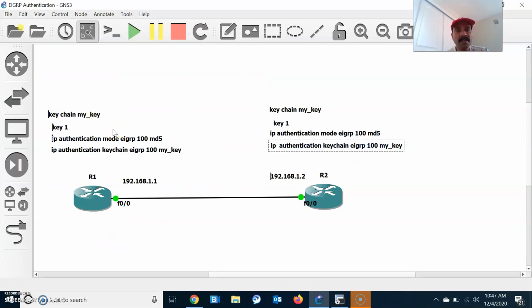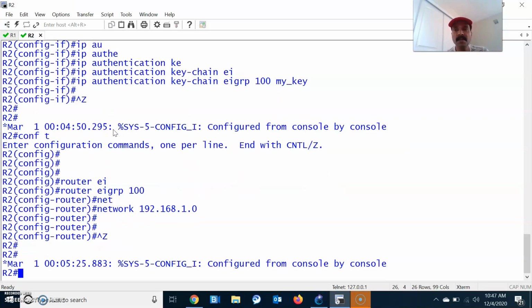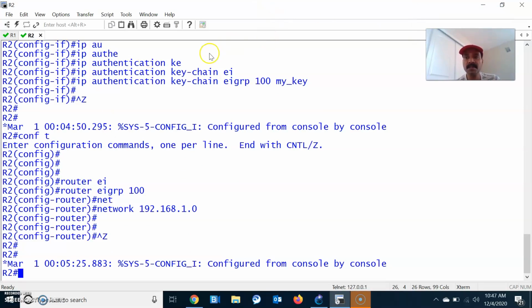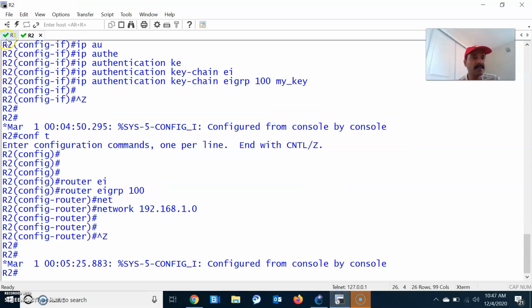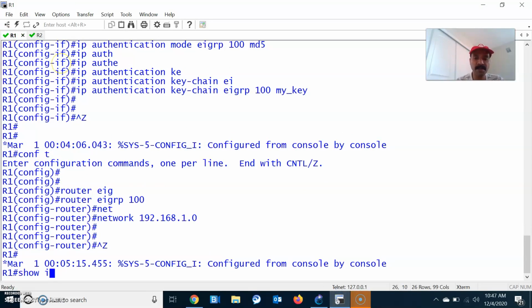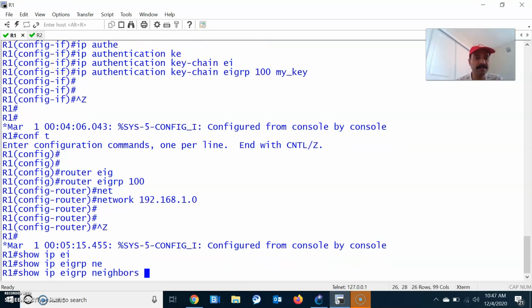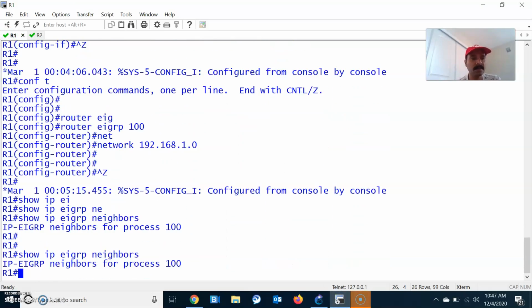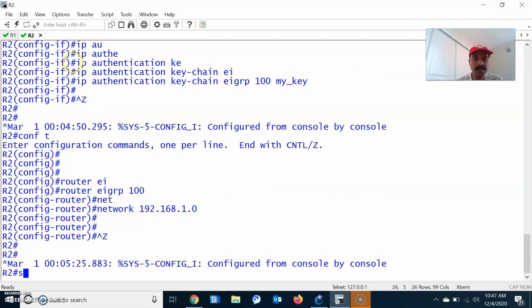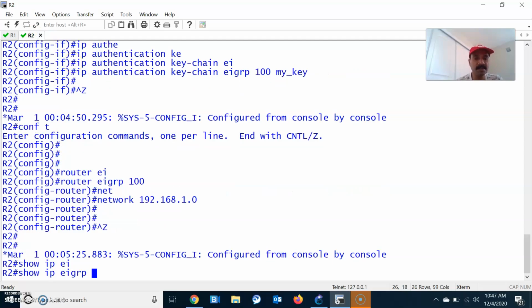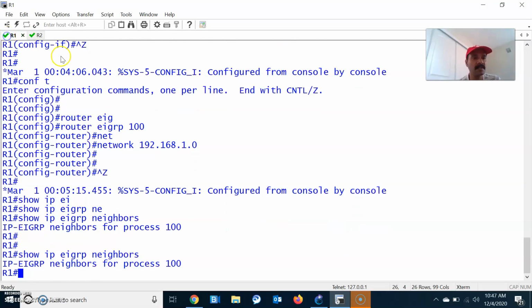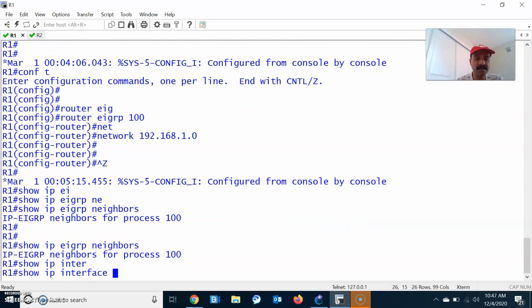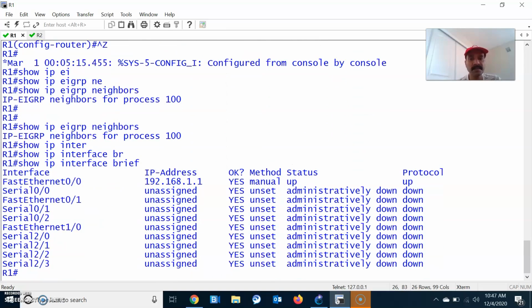Now let us see whether the neighbor relationship is establishing between R1 and R2, right? Let us go ahead and check the neighbor relationship. Go to R1 and check the neighbor relationship. Show ip eigrp neighbor. Go to R2 and check the neighbor relationship. Show ip eigrp neighbor. Let us check the interface. Show ip interface brief. So it is up, right?